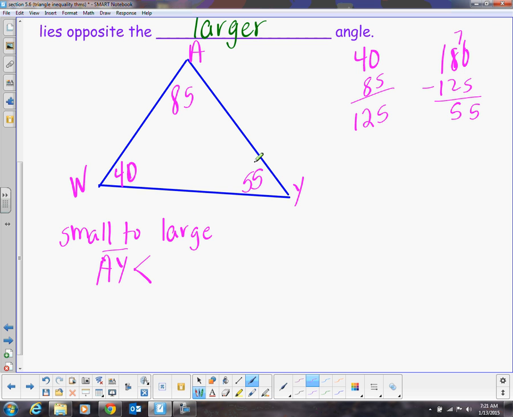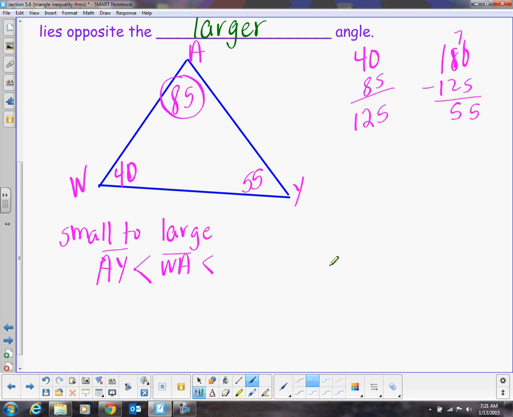55. What's opposite 55? What side is opposite 55? Okay, not angle, but side. Yes. So WA is your medium. And it's going to be smaller. What's your largest angle? Caitlin? 85 is your largest angle. What side is opposite 85?